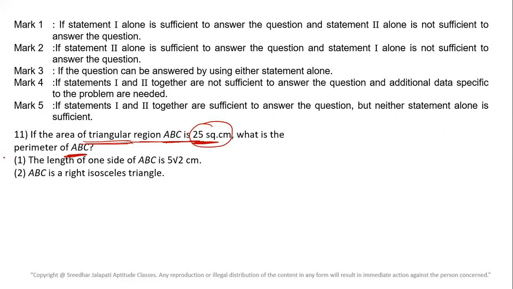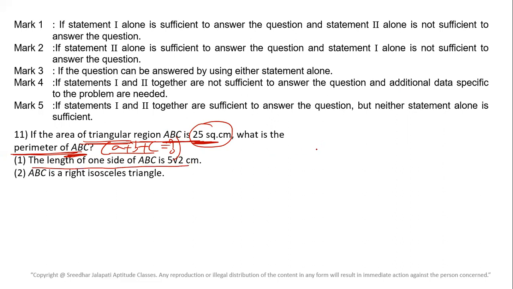Now, first statement. By the way, we are asked to find the perimeter. When can you find the perimeter? Only when you know three sides. The perimeter of a triangle can be found only when you know three sides, because perimeter is nothing but the sum of the three sides. First statement: length of one side of the triangle is 5 root 2.